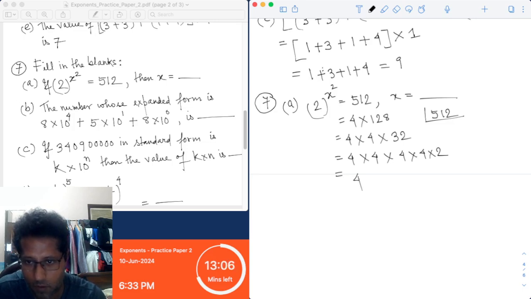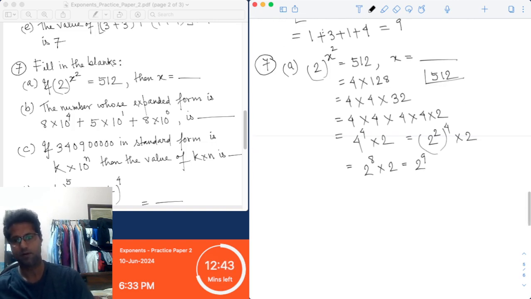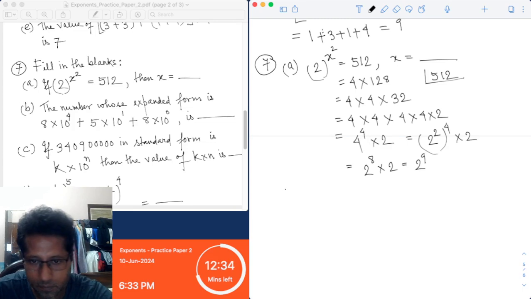So this is 4 to the power 4 multiplied by 2, and 4 we know is 2 to the power 2. 2 square is 4. So this is 2 to the power 8 multiplied by 2, which is 2 to the power 9. So the left hand side is equal to 2 to the power 9. Now both sides are in exponential form and the bases are the same, 2. So we can equate the powers.